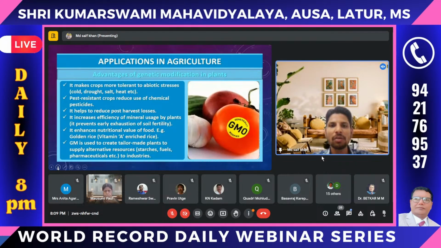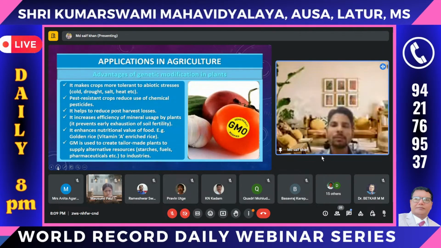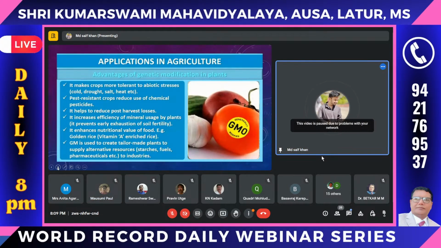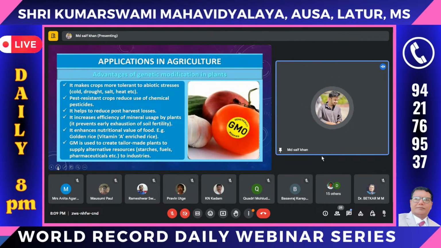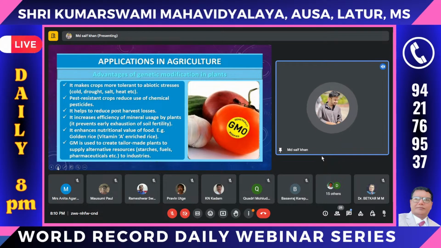Then it enhances the nutrition value of food. Golden rice is one of the examples of nutritional value food. So here we are overcoming the deficiency of vitamin A in people of developing countries by golden rice, which contains a large amount of vitamin A. The blindness disease is commonly happening in the developing countries. To overcome such a problem, we are using golden rice.